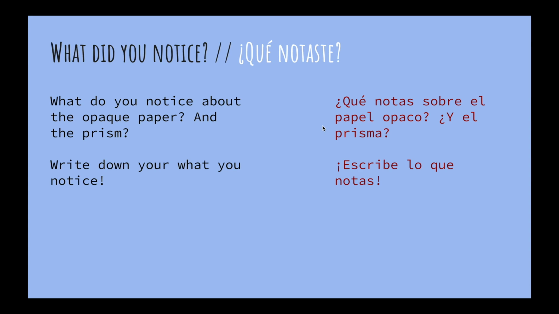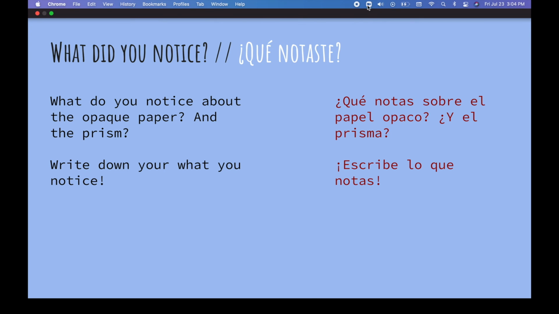So now that we've done that, what have we noticed? Especially when we held the prism up to the paper. What did we notice about the paper? What colors were more visible on the white paper than the other paper? Make sure to draw or write down your observations. Thanks, guys!